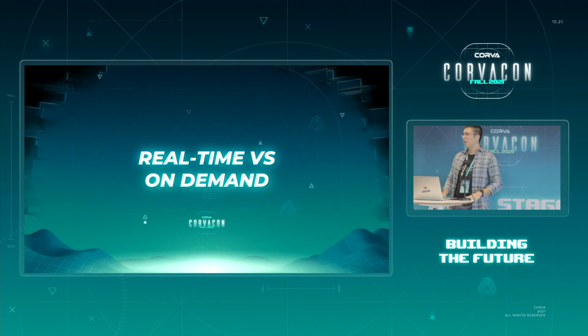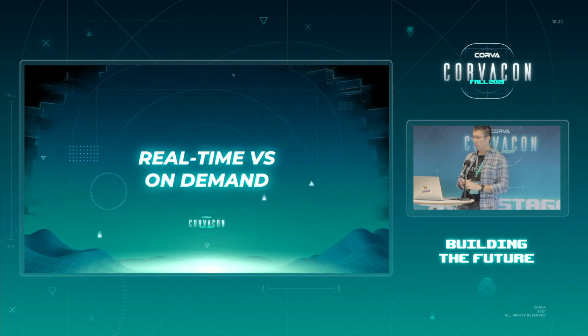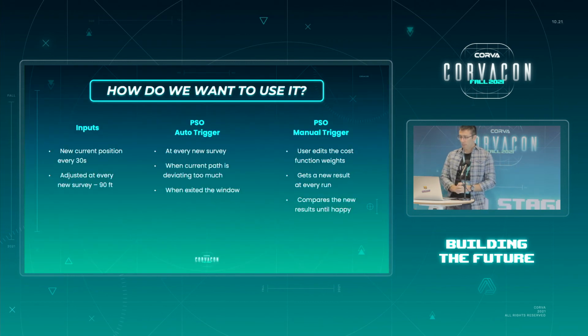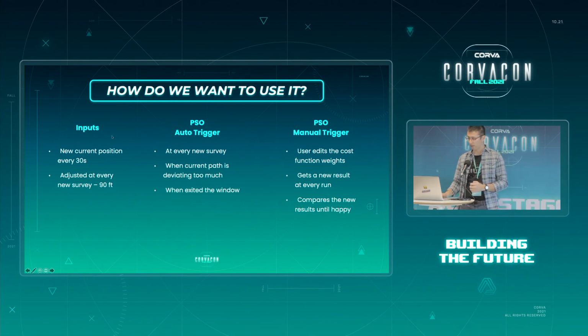Okay, and now for the last part of my talk, I want to tell you how we implemented this logic into Corva. In order for us to use this algorithm, we have to think about 3 things. The first one is the input to the algorithm. As I said, we have the bit projections, which are the calculations of where you are, and these come every 30 seconds.